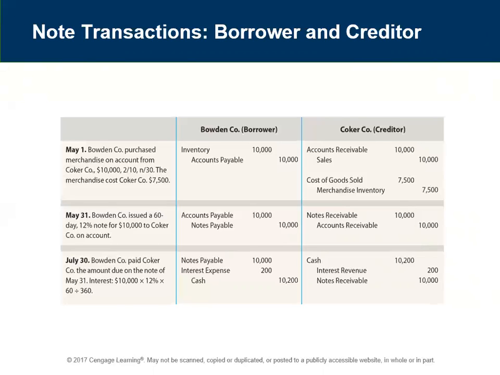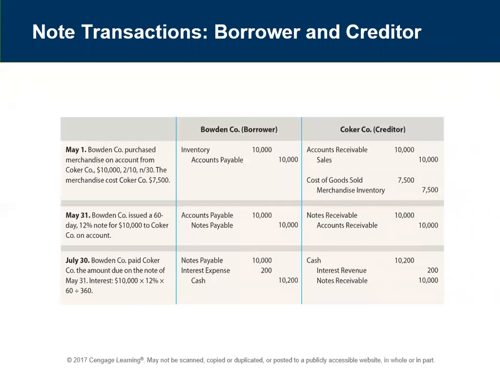And then again, in 60 days when that note matures, we are paying them the $10,000 plus interest. So they calculated interest, 10,000 times 12% times 60 divided by 360. So this one cost us $200 in interest expense. So we debit notes payable to clear off that debt since we're paying it. Debit interest expense 200, and cash is credited 10,200. Okay, so that's what we're paying to settle this note.